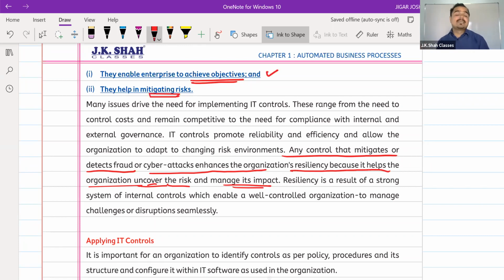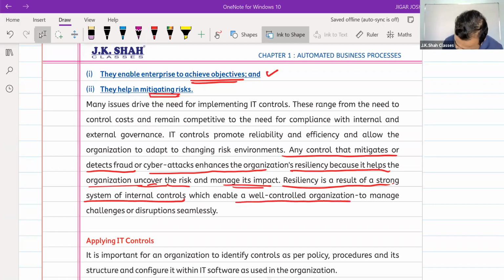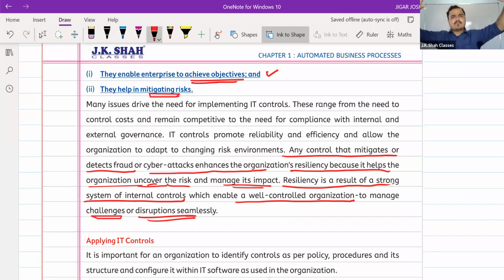See the meaning of resiliency. Resiliency is the result of a strong system of internal control which enables a well-controlled organization to manage the challenges and disruption seamlessly, that is error-free, continuously. So if my controls are working fantastic, I'm using all-time up-to-date software. My antivirus is so updated that the risk of virus attack and other risks can be automatically reduced. Agree, chartered? Yes.